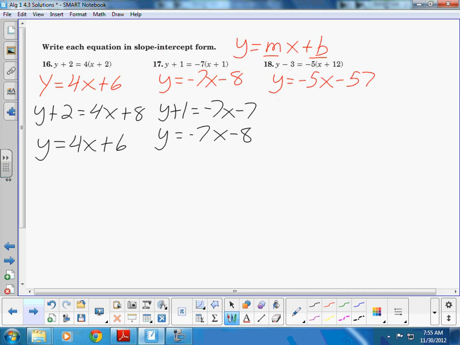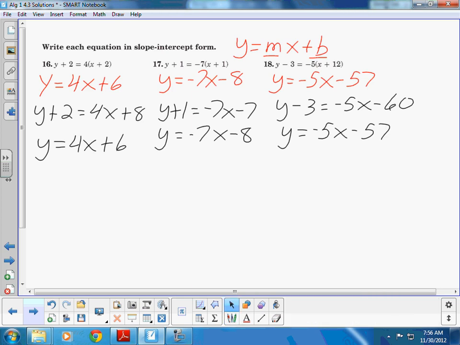18, y minus 3 is equal to a negative 5x minus 60. Add 3 to each side. Y equals a negative 5x minus 57. And that could be add a negative 57 as well.